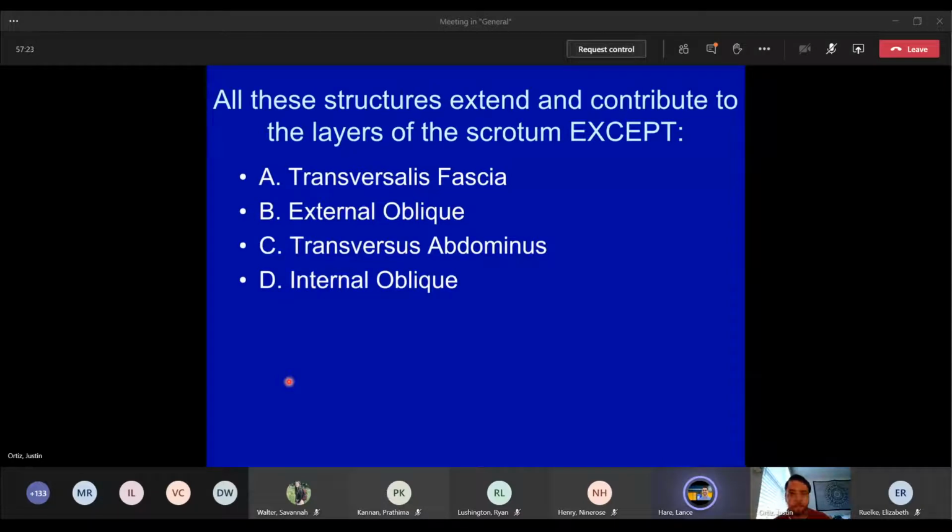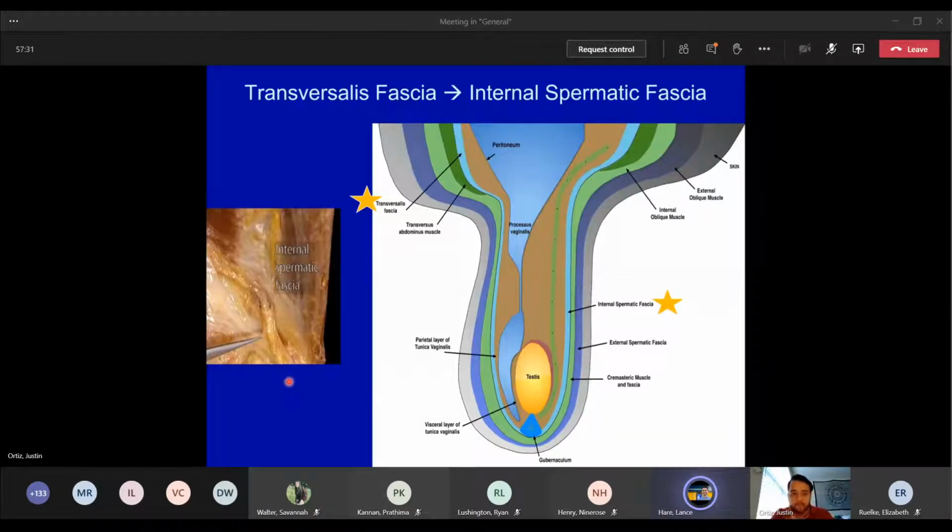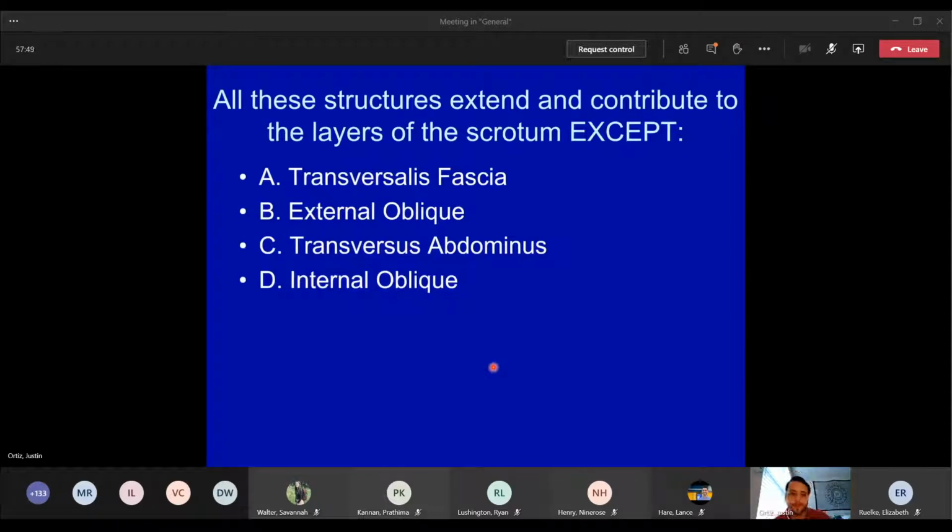Justin, I think I fell behind on that last slide. So the transversalis fascia turns into the spermatic fascia? Or are they just two different things on two different sides? I got you. So the transversalis fascia right here, this thing, right when it gets into the scrotum, it's called the internal spermatic fascia, right? Okay. You see it? Yeah. Cool. Yeah, thanks, buddy. Gotcha. Oh, my bad. I'll get back to the question. Yeah, so is it A, B, C, or D?